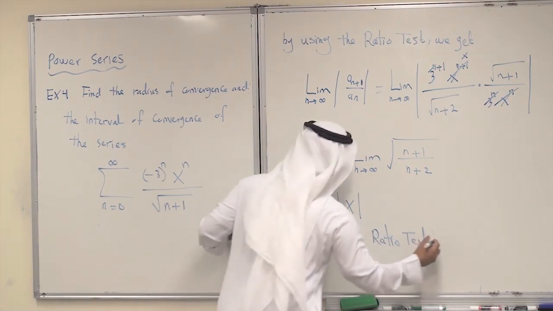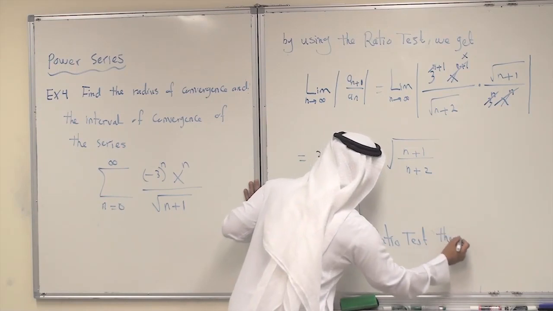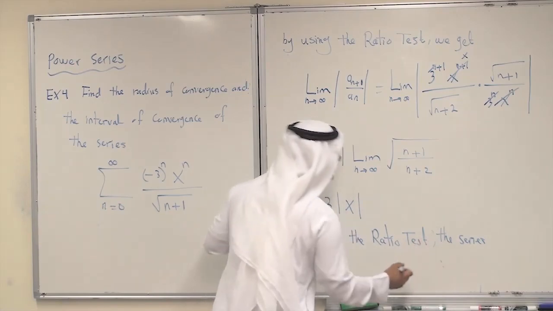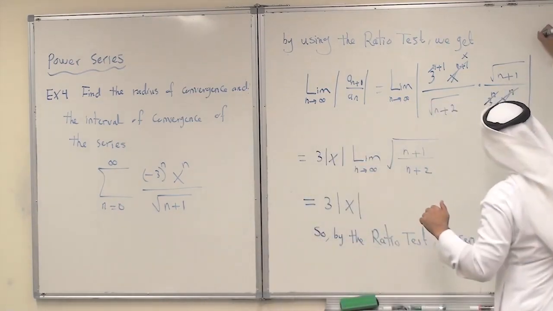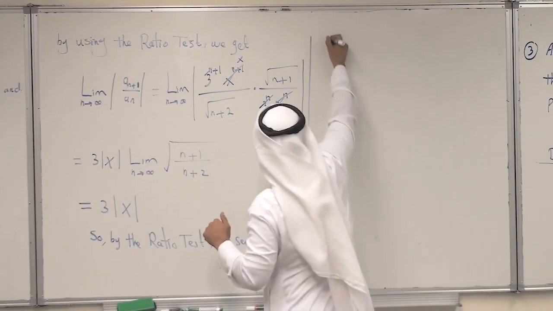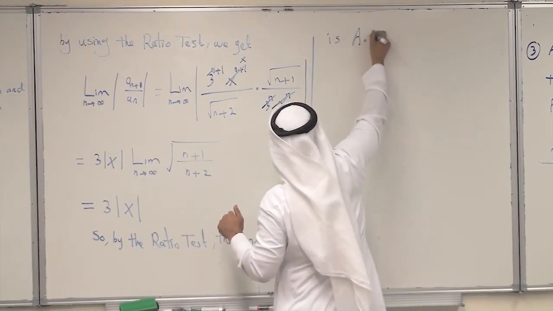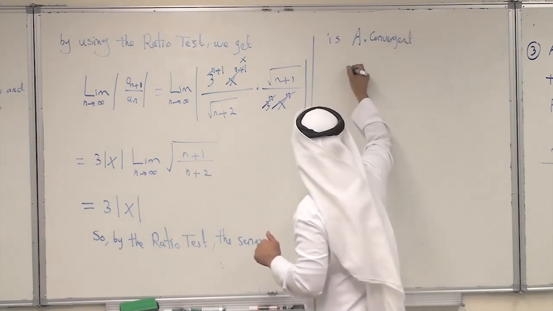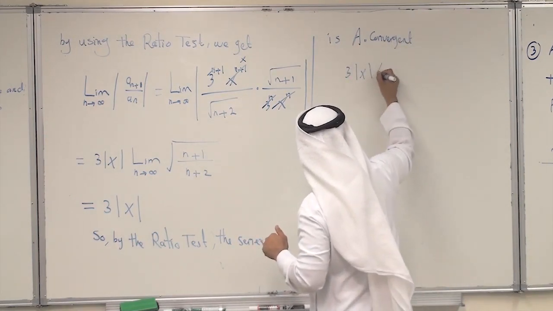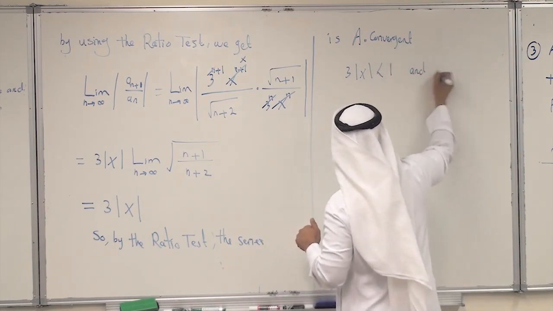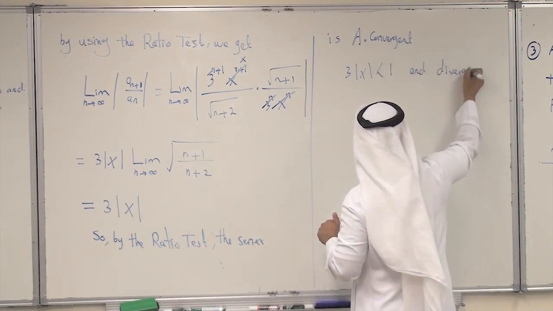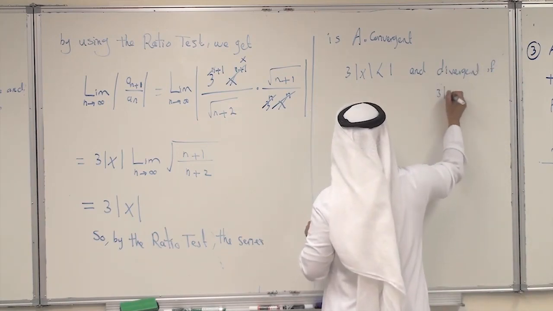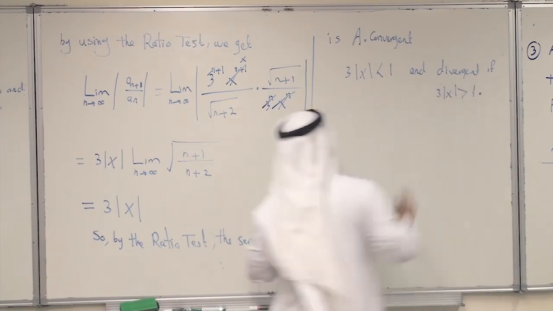we have the series, by the ratio test, the series is absolutely convergent whenever we have 3 absolute value of x is less than 1, and not only this, divergent if we have 3 absolute value of x is greater than 1. That is what the ratio test says.